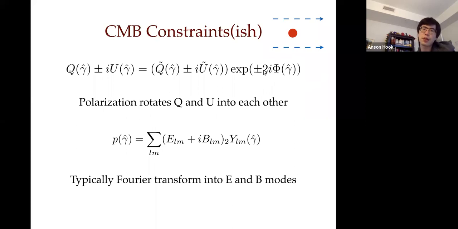There's a factor of 2 because electric fields are spin 2 objects, right? If you take an electric field and you flip it by 180 degrees, it's still the exact same thing because it's a vector without a direction, right? Because it's oscillating back and forth.